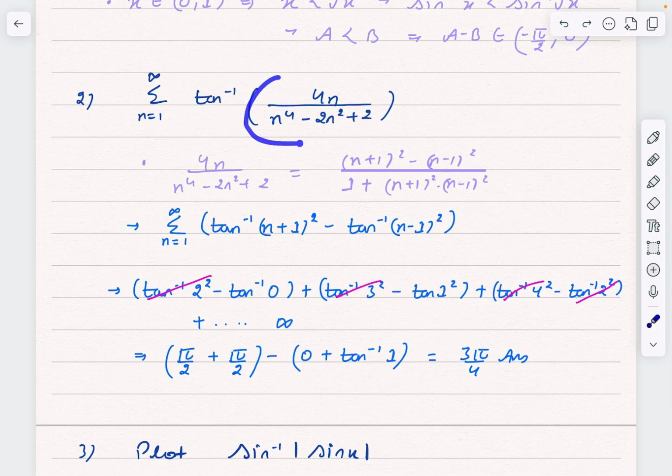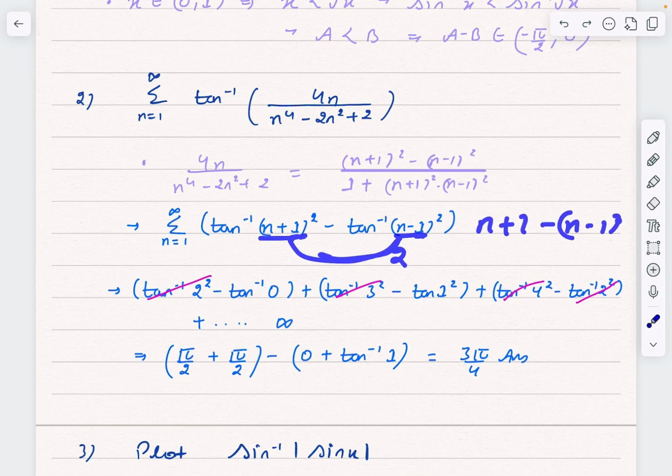So overall, this will become tan inverse of x minus y by 1 plus xy, so it will be tan inverse x minus tan inverse y. Now, one interesting thing you will see here is the difference between n plus 1 and n minus 1. If we subtract, you get 2. How will that play out?